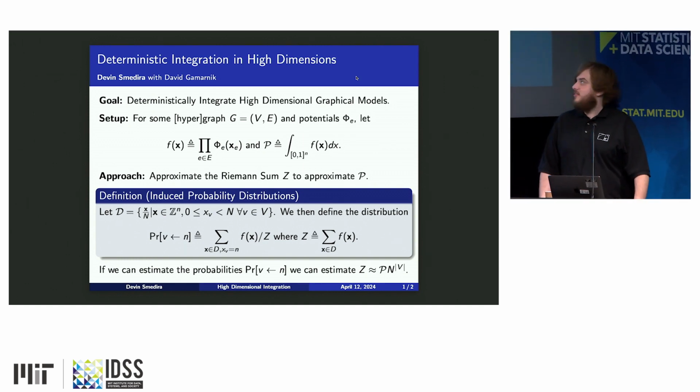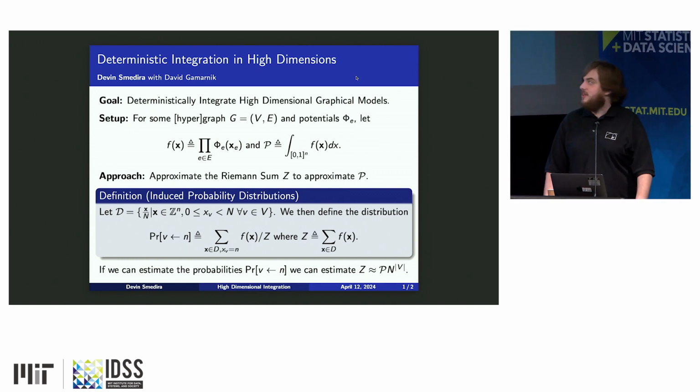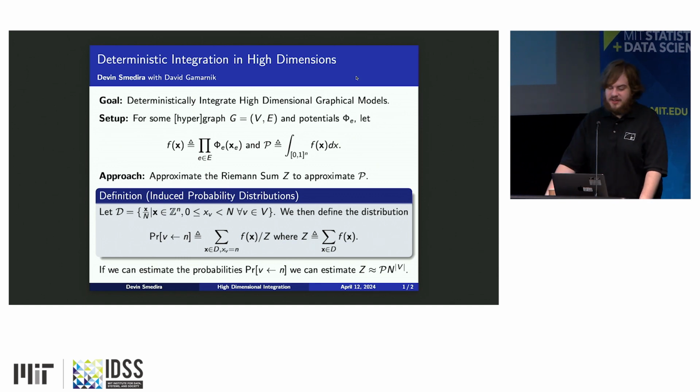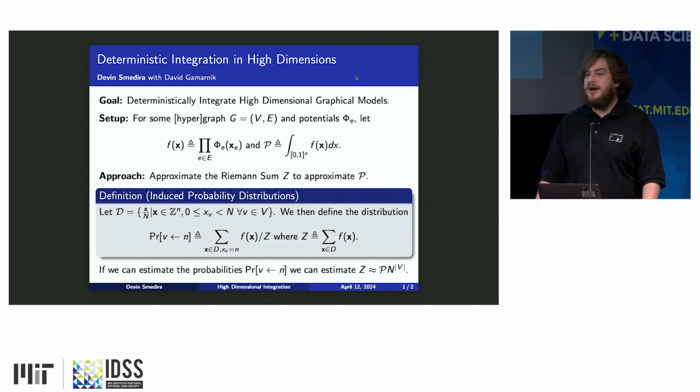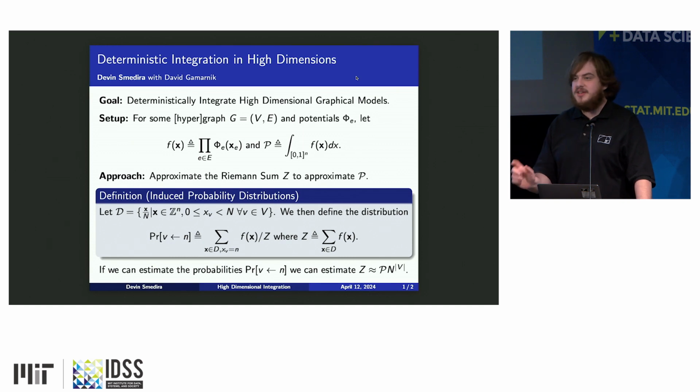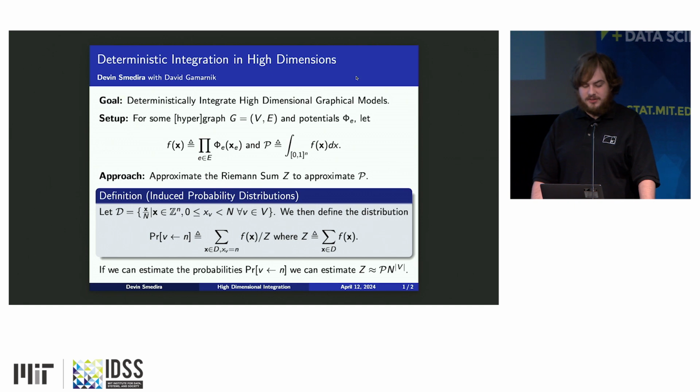Hi, my name's Devin. I'm going to present some work I did with my advisor, David Gamarnik. For our problem, we were interested in studying deterministic high-dimensional integration, specifically trying to integrate functions defined with respect to a high-dimensional graphical model. For the setup, we take some graph, or actually we can extend it to hypergraphs, and some set of potentials defined on each edge. We're interested in computing the integral of this function defined as the product of these potentials over the edges.